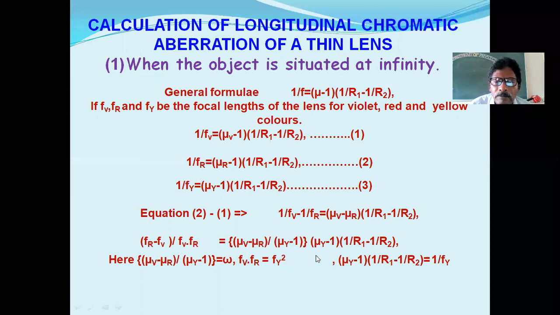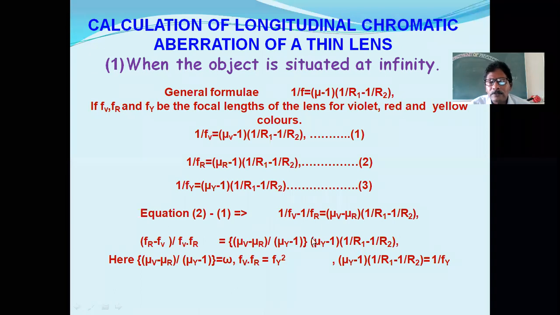See here, so here is some confusion. Don't get confused. See here, mu v minus mu r by mu y minus 1 is termed as omega. It is called the dispersive power of the lens, which again depends upon the material of the lens only. So mu v minus mu r by mu y minus 1 is another physical quantity called the dispersive power of the lens. So in the place of mu v minus mu r by mu y minus 1, we write omega.